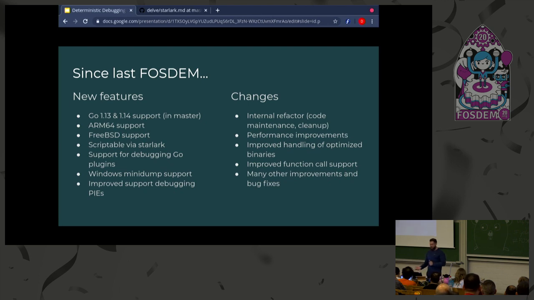We've also added support for debugging Go plugins. So for anybody using that feature, that's now supported. Also, Windows minidump support, which is basically Windows core dumps, and improved support for debugging PIEs, position independent executables.